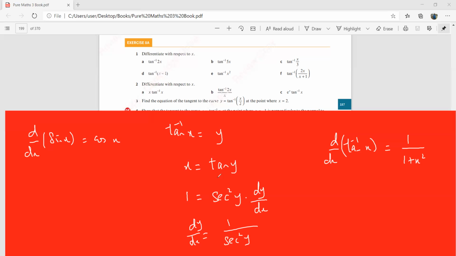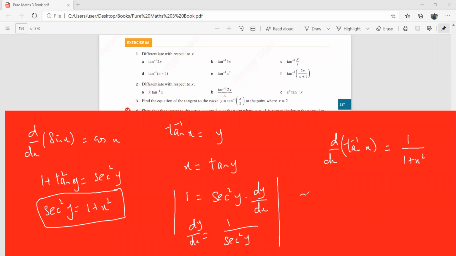Okay? And if you see, if your x is tan y, can we say if we square both the sides, 1 plus tan square y is going to be secant square y, right? That is secant square y. Okay? Can I change this tan y with the x? So you can say that the secant square y is going to be 1 plus x square. So from here you have dy by dx equal to 1 over 1 plus x square. So that is why we have such a weird derivative of tan inverse of x. Okay. So the derivative of tan inverse of x is going to be 1 over 1 plus x square.